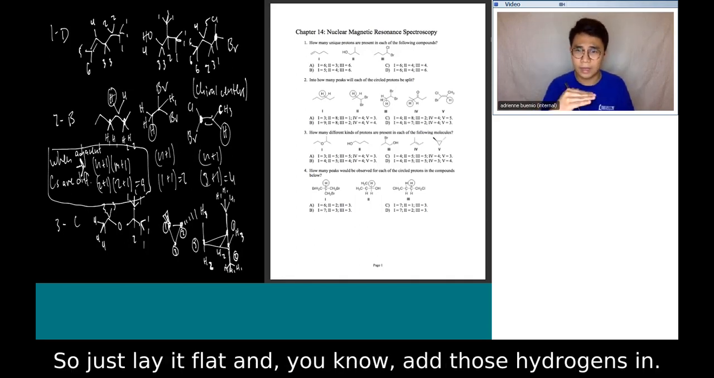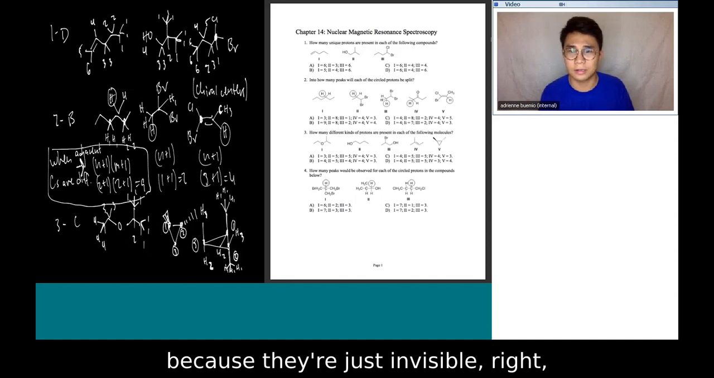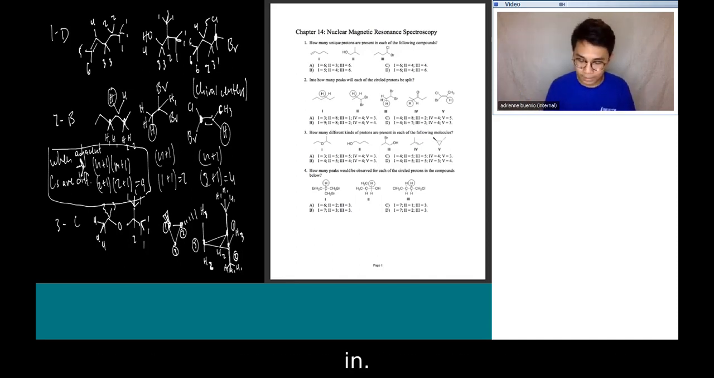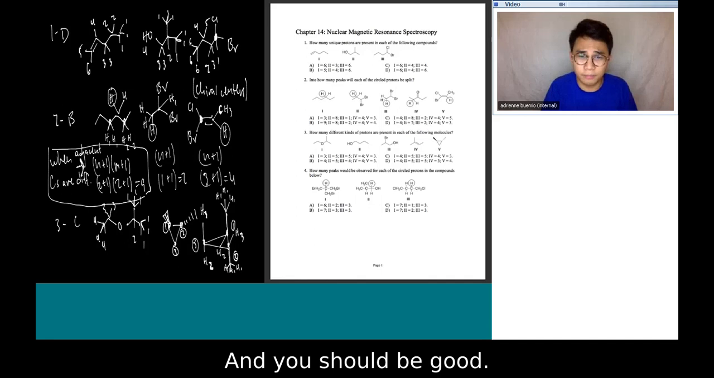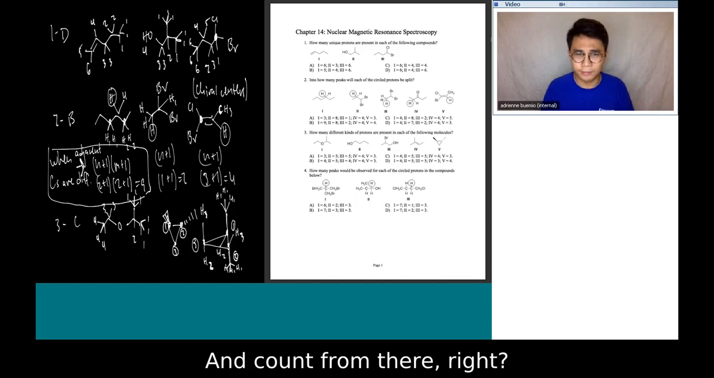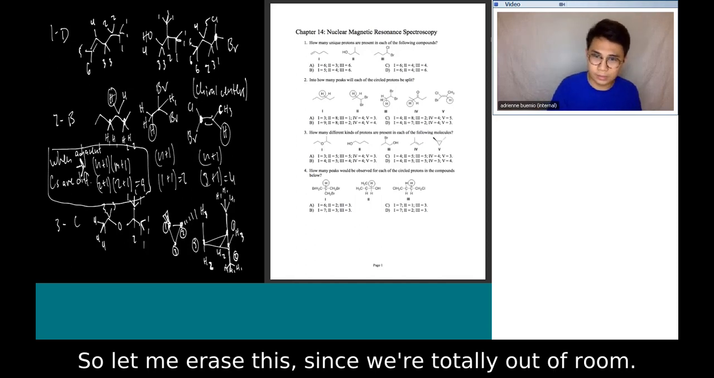So just lay it flat and add those hydrogens in. And we know there's hydrogens there because they're just invisible, right? Because they're skeletal structures, but just add those in and you should be good. And kind of just visualize which one is close to what and count from there, right? Okay, so let me erase this since we're totally out of room.